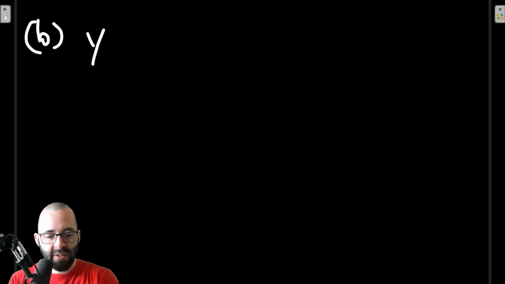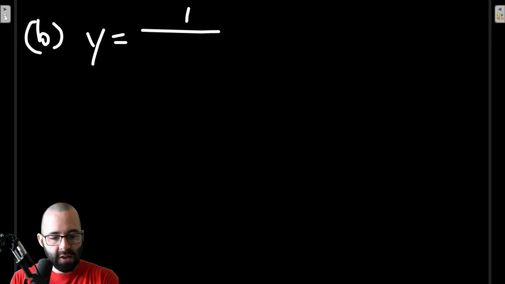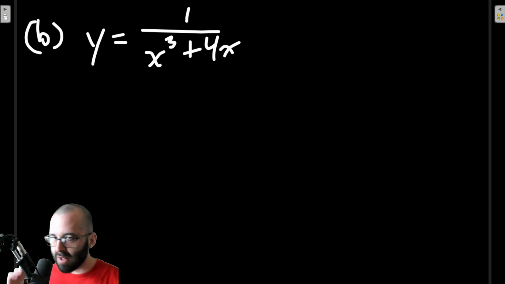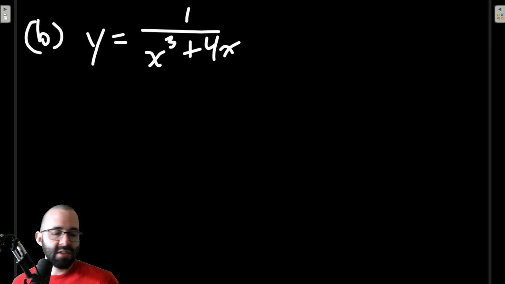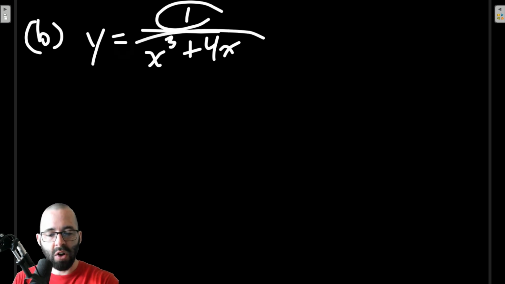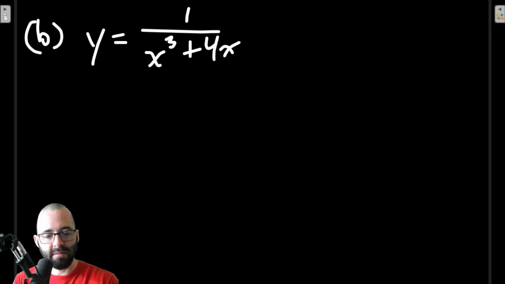Part B, I want you to find the derivative of y equals 1 over x cubed plus 4x. Now, don't get too excited here. We have to use the general power rule here. You can't just take the derivative of these things individually and add them together. No. Because we have 1 over something. We have a fraction, 1 over a function. So let's rewrite this real quick.